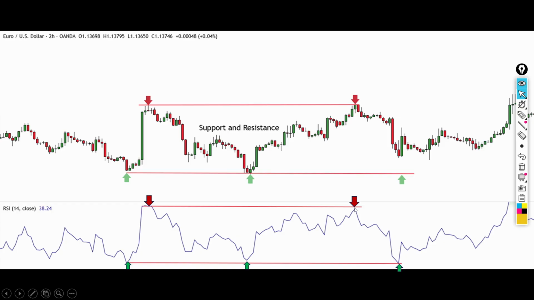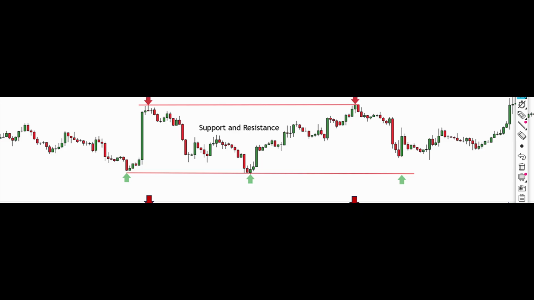Now, if we observe the RSI line, we can see that it has approached this previous support level here. That is the reason why the RSI has bounced back from this particular point, and hence the price has also bounced back from this level. That's how the RSI helps us to identify potential reversals, or to identify the support and resistance levels.